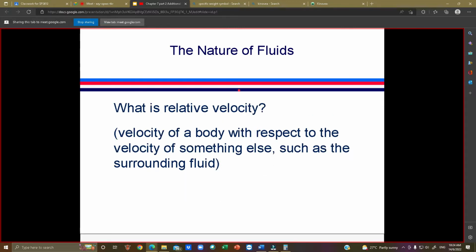Okay, so when we talk about fluids, the property that has a direct relation with fluid is velocity, had laju. Before this, when we talk about velocity, we only calculate without the inclusion of fluid. So bila kita include fluid, we are going to have a relative velocity. Okay, so it can be defined as the velocity of a body with respect to the velocity of something else.